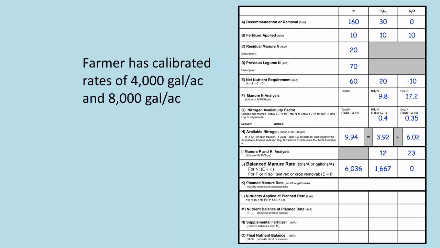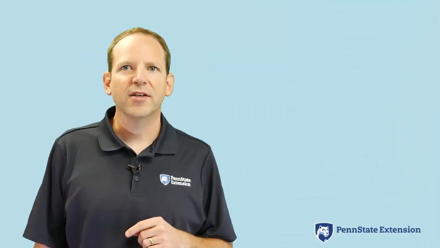Instead, we have to use the 4,000 gallon per acre calibrated rate. Let's enter that rate into our balance sheet. Once the planned rate is selected, we need to calculate the available nutrients that will be applied with that rate.